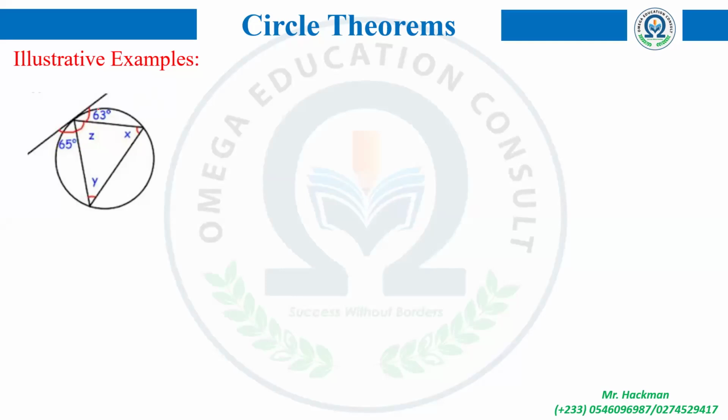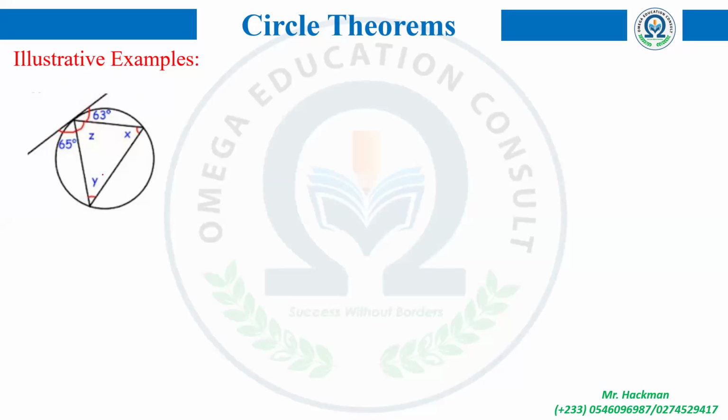So I said finding the z should be very easy for all of us, because we can use angles on a straight line. It has nothing to do with circle theorem, sorry, plane geometry. So in this case, angles on the straight line, z plus 65 plus 63 degrees should give you 180.